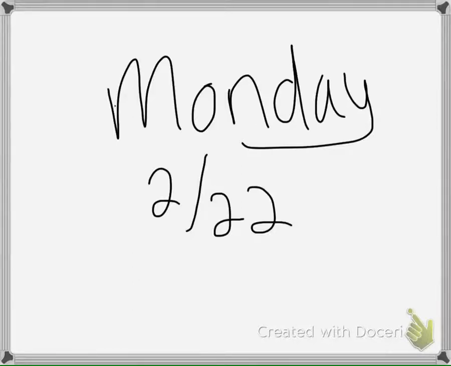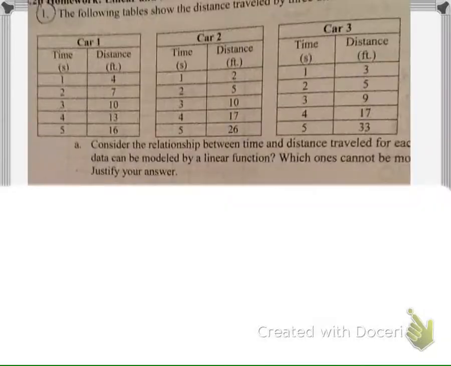Okay, this is homework for Monday, February 22nd. It's on page 57. You are doing 5.2b number 1. You should already have it completed and you're just here to check your work.